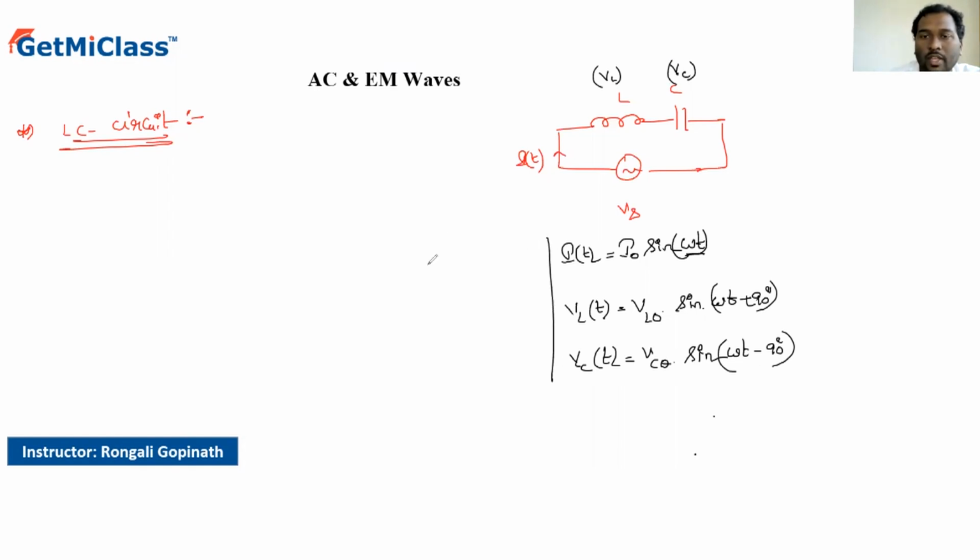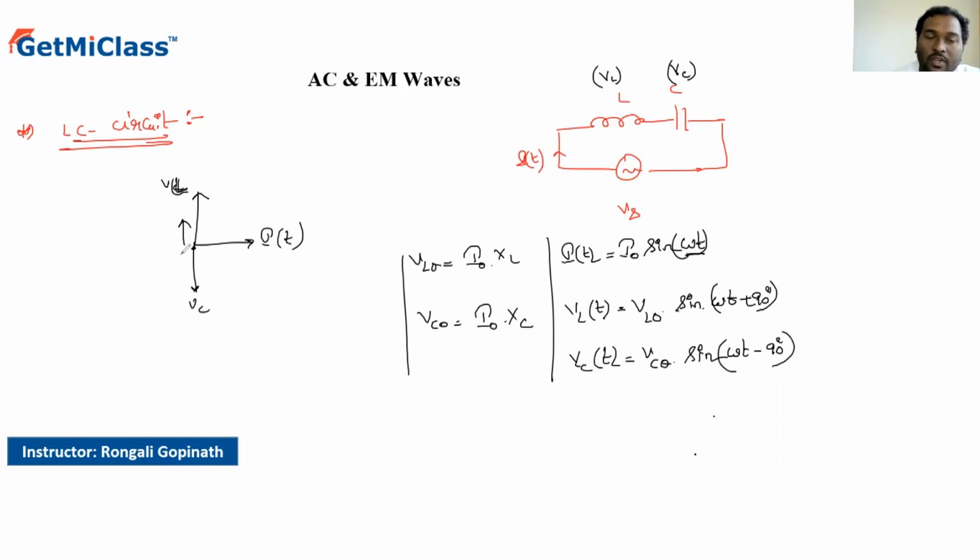What happens to the values of VL naught? VL naught, that is the peak inductor voltage, is equal to peak current in the circuit into XL. And VC naught, that is peak capacitor voltage, is equal to peak current into XC. What happens to the phasors? So VL is like this, because this is I of t, and this is VC. The net voltage would be either, if VL is greater than VC, the net voltage would be upwards. If VC is greater than VL, the net voltage will be downwards.